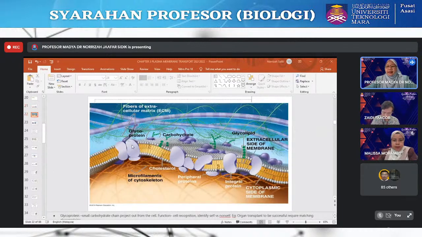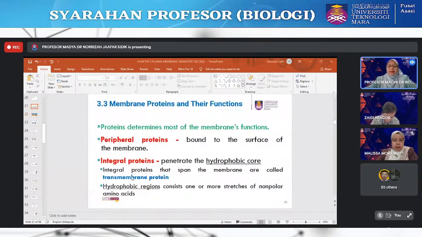If you look at the figures, the proteins are embedded in the phospholipid bilayer. There are peripheral proteins which are bound to the surface of the membrane, and also integral proteins which penetrate the hydrophobic core. And if you look here, there are also integral proteins that span the membrane, what we call transmembrane proteins.